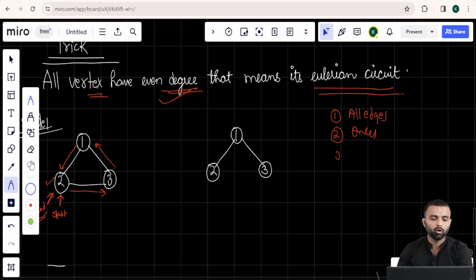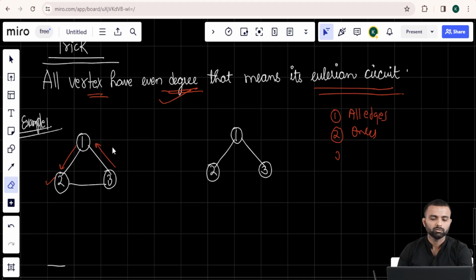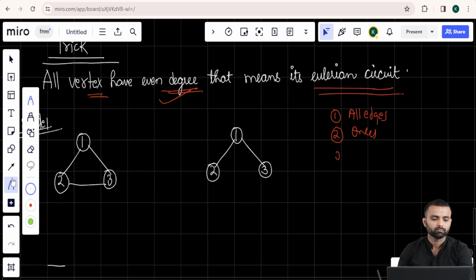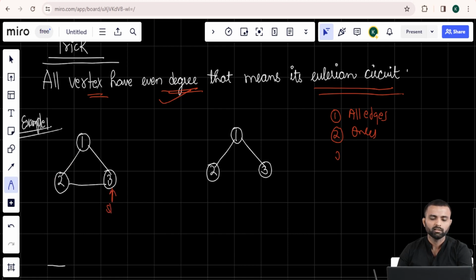Let me start from this node now, vertex 3. This is my start. First I go to this, again this, again this. So I reach the starting point, and this is my end also. So that is true.